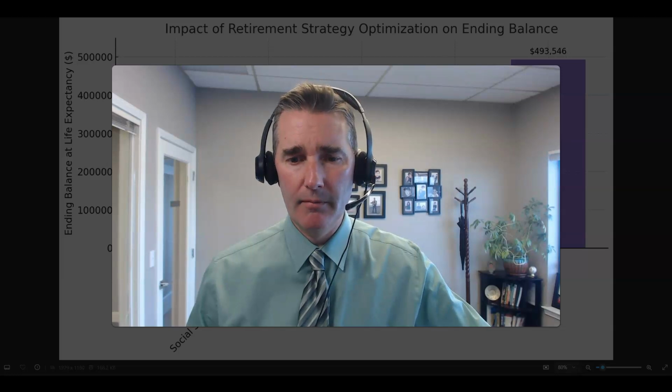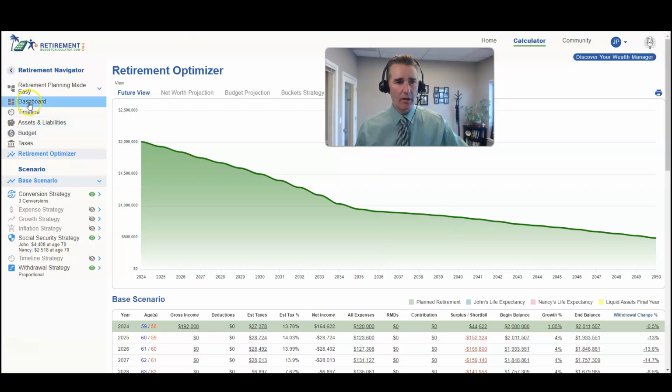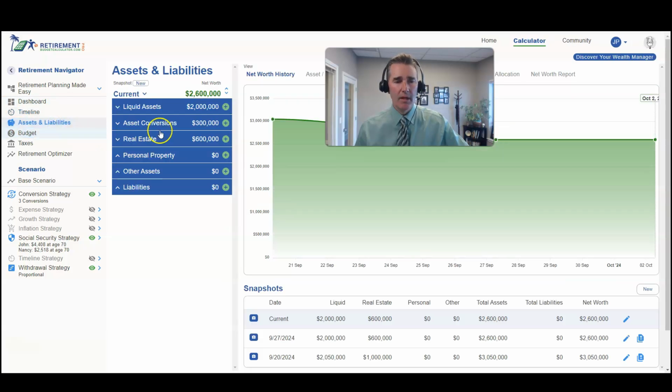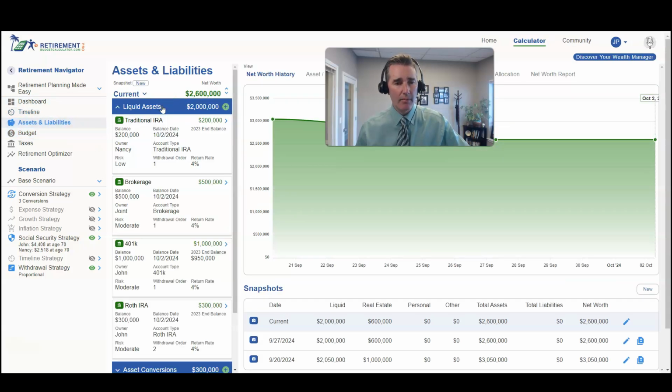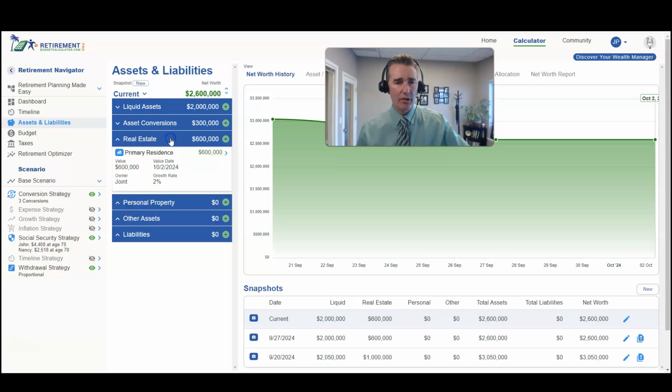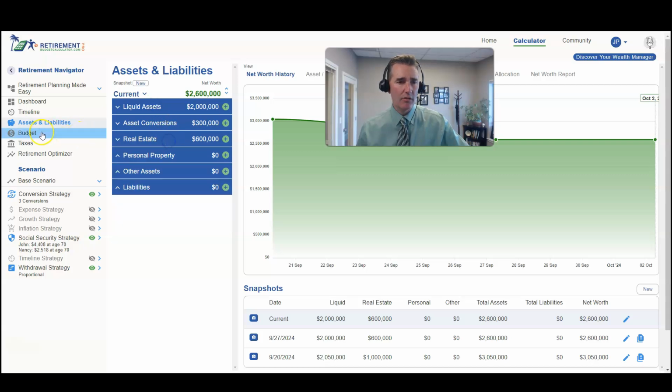Okay, so we're in the retirement budget calculator and you can see we have John and Nancy, June 1965, August 1966. They're planning to retire at the end of this year, December 31st, 2024. Assets and liabilities, they have about $2 million of liquid investable assets. That includes IRA, brokerage, 401k, and a Roth IRA. And then they also have a real estate valued at $600,000.